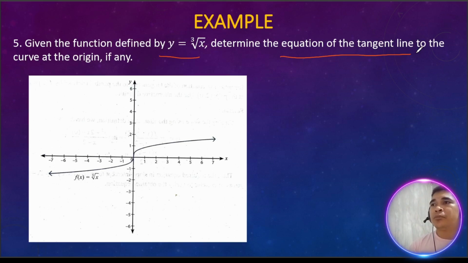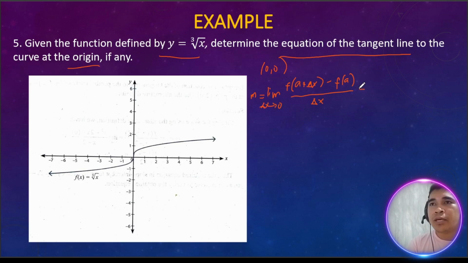So, we have the hint. We have the point is the origin. So, our origin is (0, 0). So, to solve this, find the slope. So, we get m equals the limit of f of a plus delta x minus f of a all over delta x as delta x approaches 0. Okay, next, applying this, in place of a plus delta x we put x.